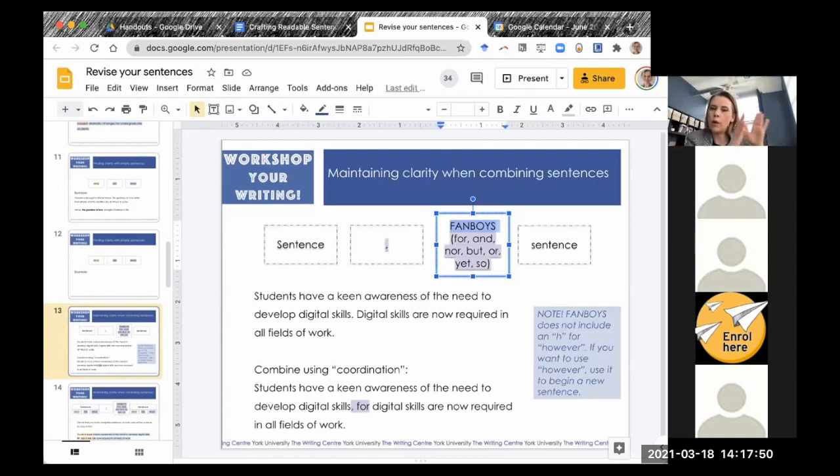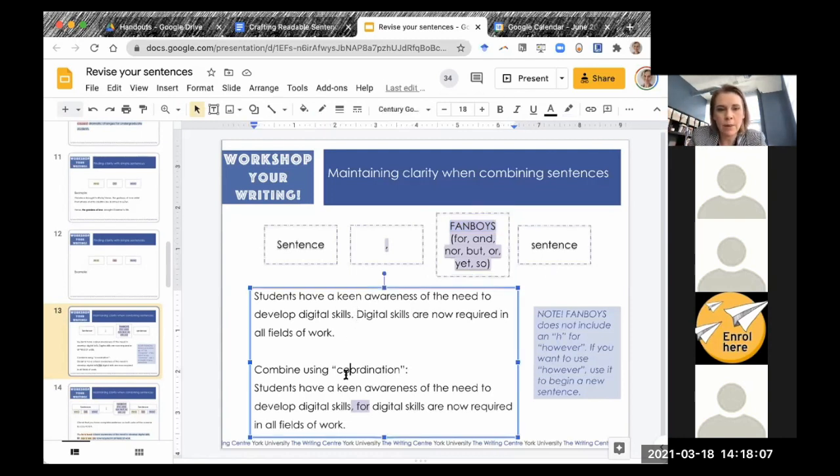So we have the who did what on one side, a comma, one of these coordinating conjunctions you pick based on the relationship. And then on the other side, you would have another simple sentence, a who, a did, and a what. Okay, so here's our two sentences, and then I've combined them. Students have a keen awareness of the need to develop digital skills, right? Who did what? Students. Have is our did. What do they have? A keen awareness. Okay, so we have a who, a did, and a what.